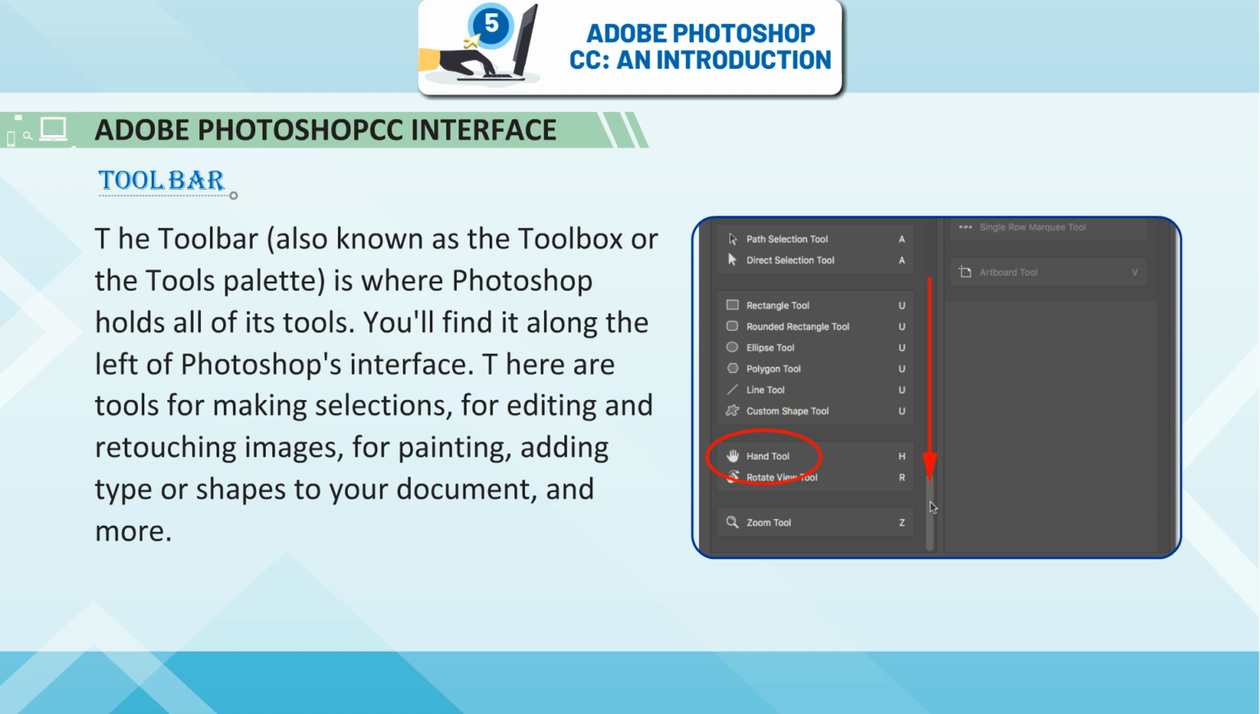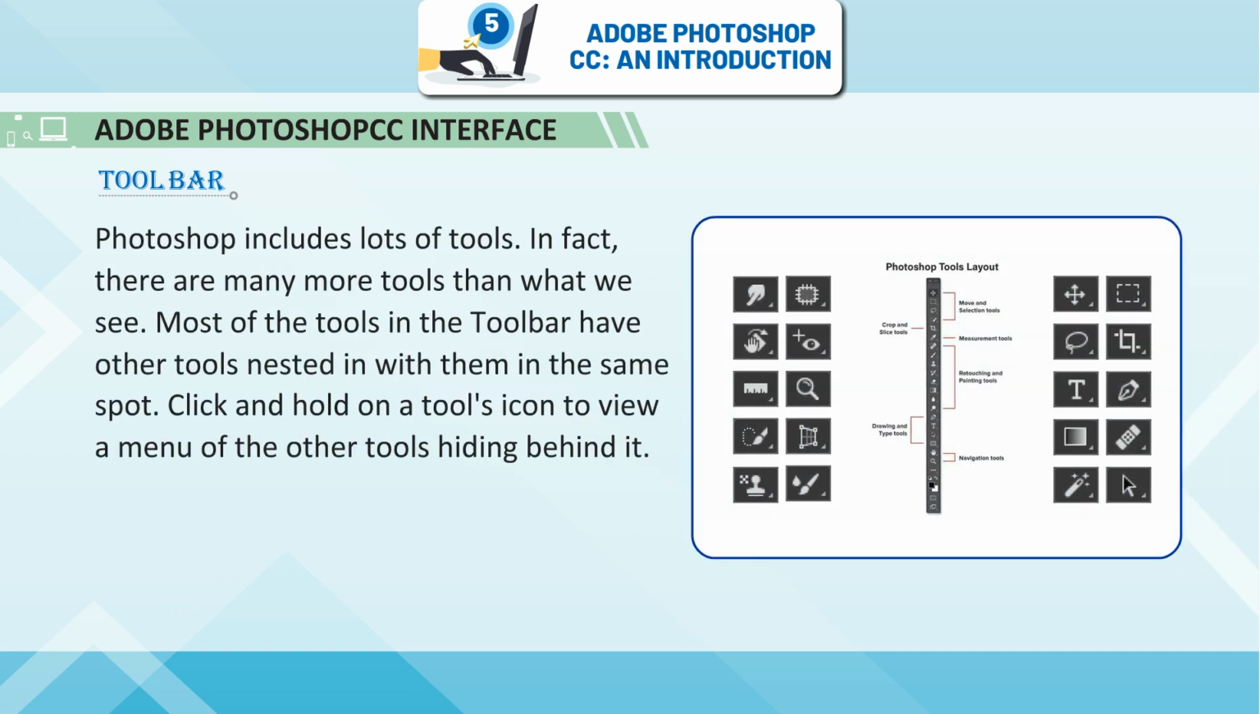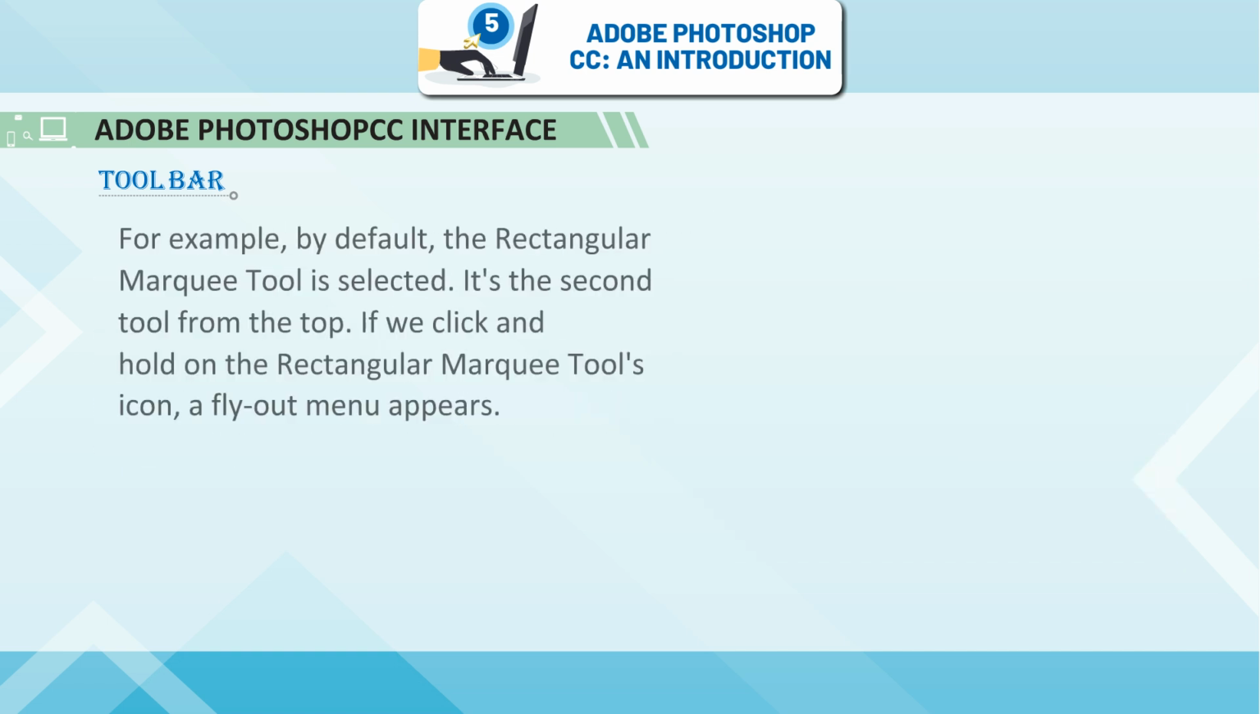There are tools for making selections, for editing and retouching images, for painting, adding type or shapes to your document, and more. Photoshop includes lots of tools. In fact, there are many more tools than what we see. Most of the tools in the toolbar have other tools nested in with them in the same spot. Click and hold on a tool's icon to view a menu of the other tools hiding behind it.